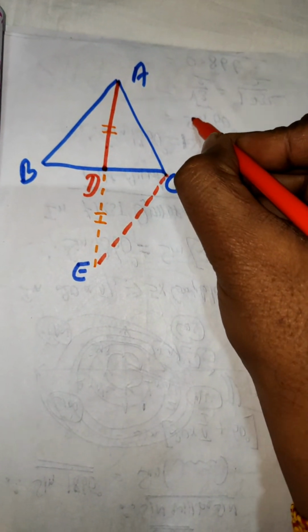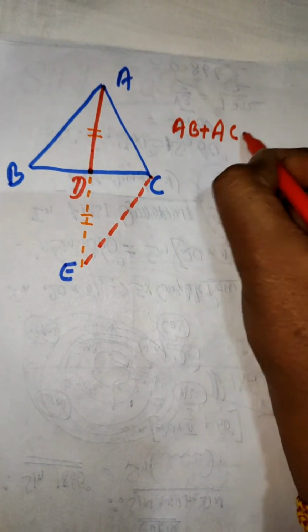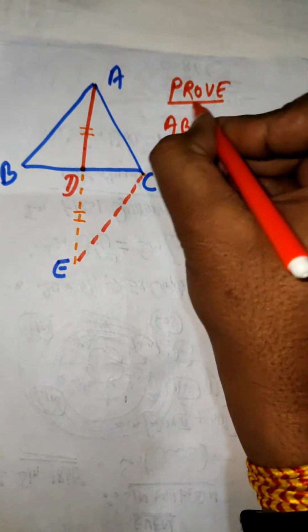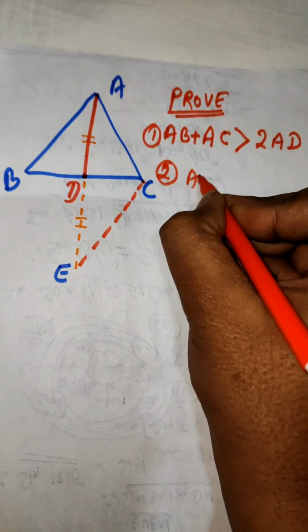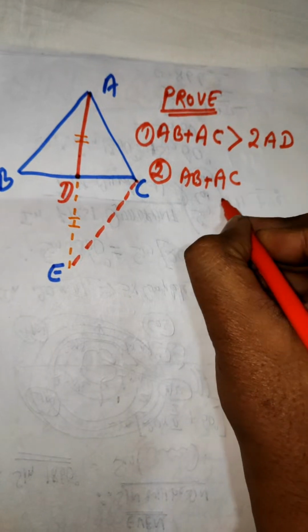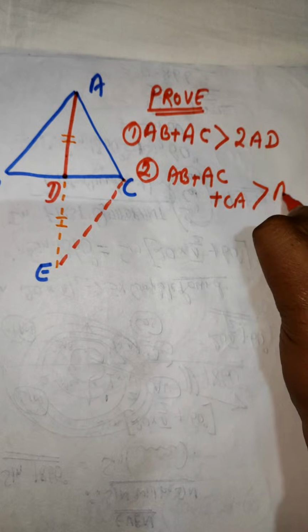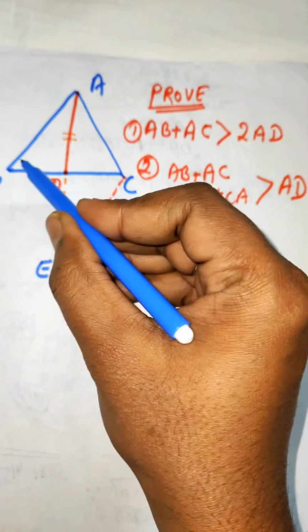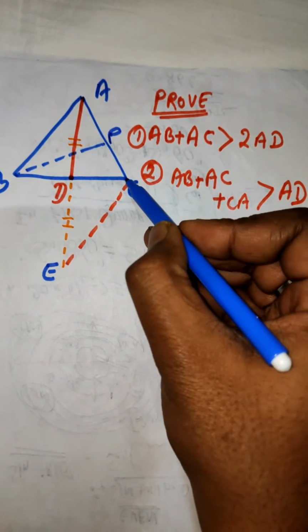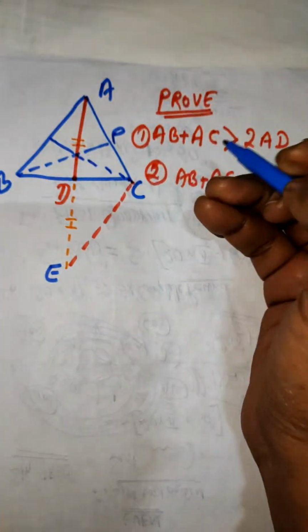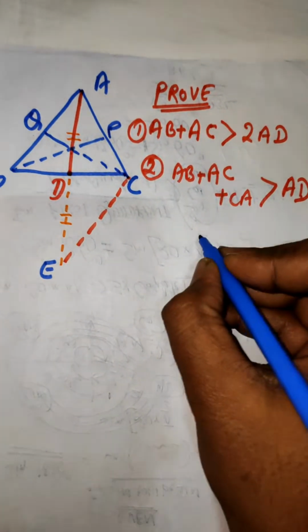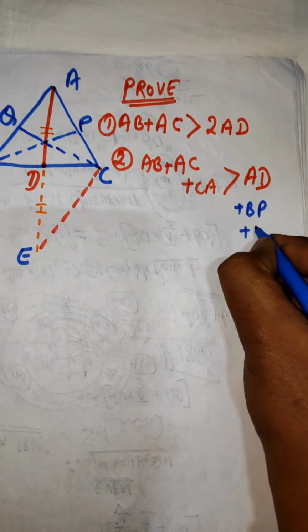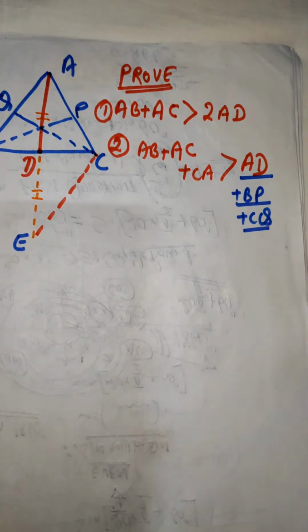What we are going to prove is that AB plus AC is greater than 2 times AD. This is the proof which we are going to do. This is number 1. And number 2, AB plus BC plus CA is greater than AD, and let's say the three medians, whatever it be, if one is AD, another is, let's say, BP, and the third one is CQ, then AB plus BC plus CA is greater than AD plus BP plus CQ.